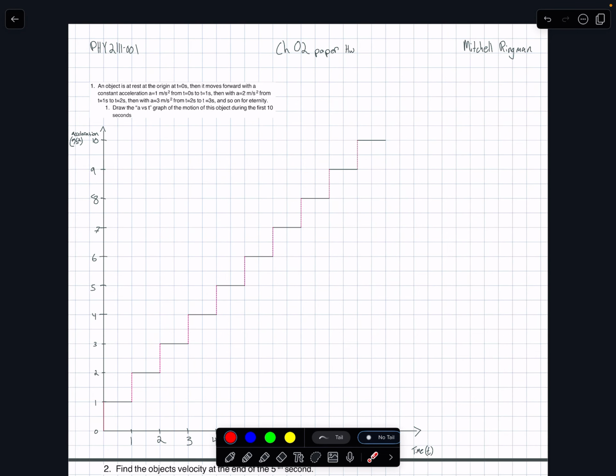For problem 1, an object is at rest at the origin at t equals 0 seconds, then it moves forward with a constant acceleration, a equals 1 meters per second squared, from t equals 0 to t equals 1, then with an acceleration of 2 meters per second from t equals 1 to t equals 2, then with an acceleration of 3 meters per second from t equals 2 to t equals 3, and so on for eternity.